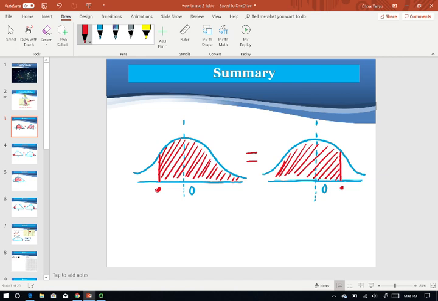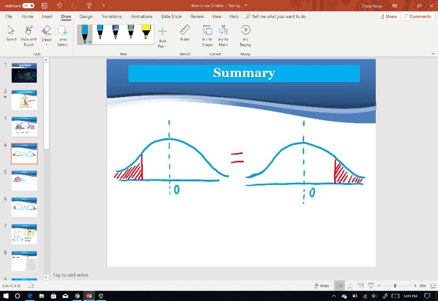So in the property of the distribution, we know the total area is 1, and it's symmetric. So this area is 0.5, and this area is also 0.5. And this part is the table value, and also this part is the table value. So the probability will equal 0.5 plus the table value in our z-table.